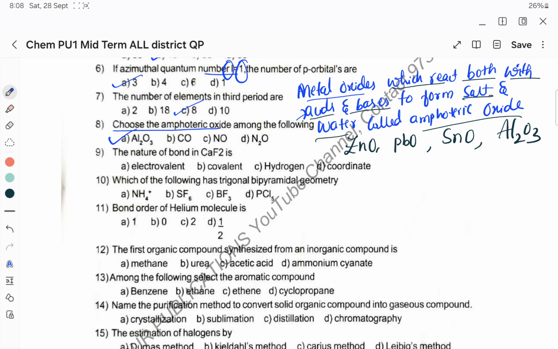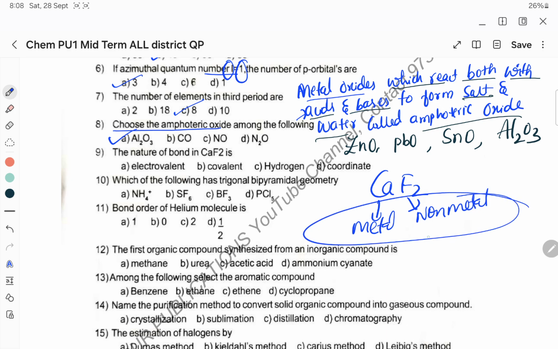The nature of the bond in CaF2. See, one thing you need to remember, Ca is the metal, whereas F2 is the non-metal. It forms the ionic bond and also it forms the covalent bond. So the option is given with respect to the covalent bond. Option B is the correct option. Next, move on to the 10th question.